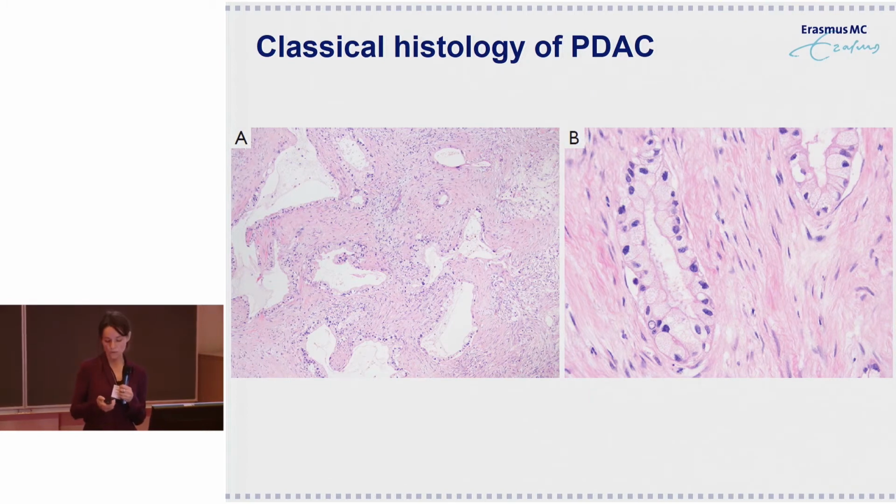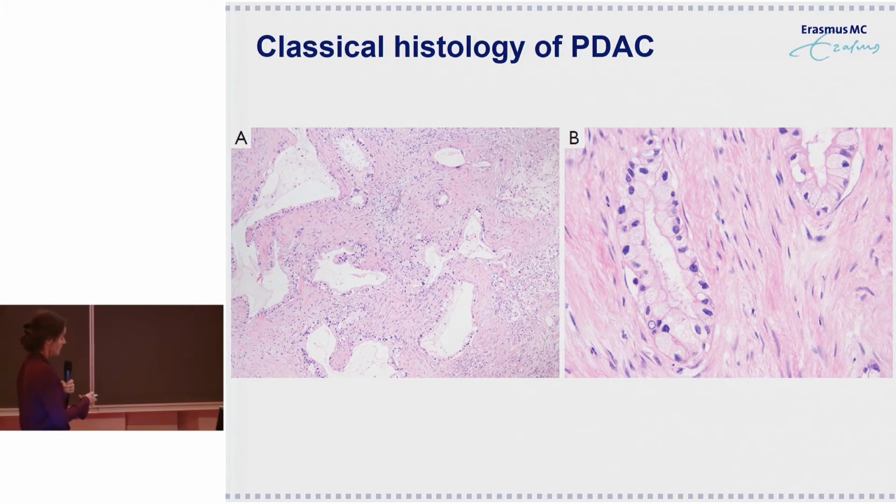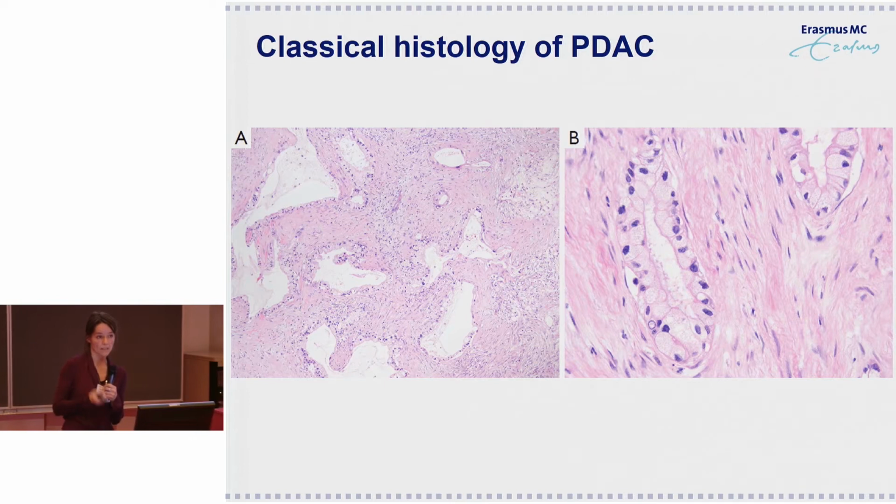This is an example of a cancer in which, in the overview, you can see these large ducts. And if you look closer, you see the cells within the ducts, and they have some foamy cytoplasm and some irregular nuclei. This is the histology of the typical ductal adenocarcinoma producing mucin.